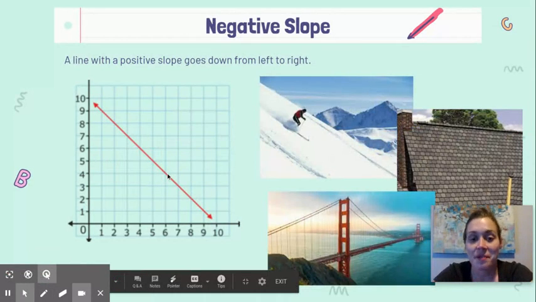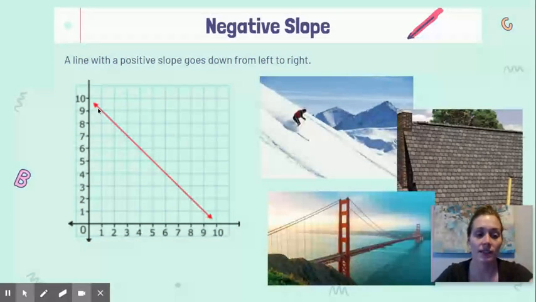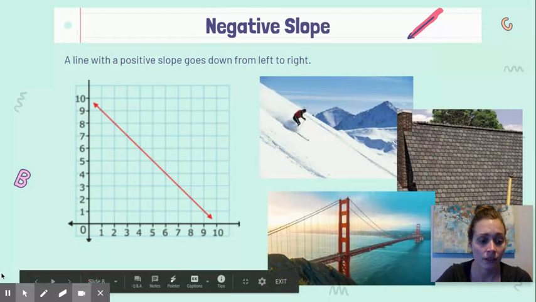So the next type of slope that we're going to run into is what we call a negative slope. We have a negative slope if the line is going down from left to right. So positive goes up, negative is going down, again, always from left to right. So if we look at this line from left to right, we can see that it is going down.